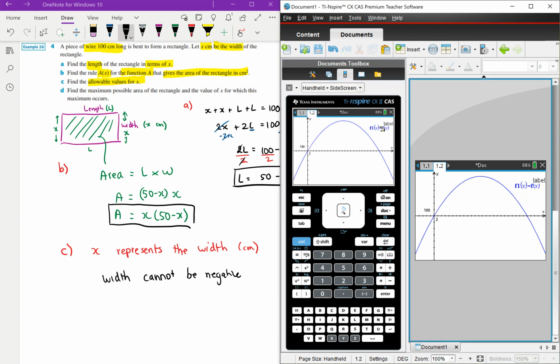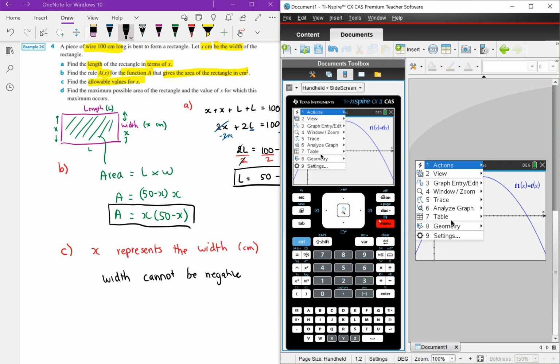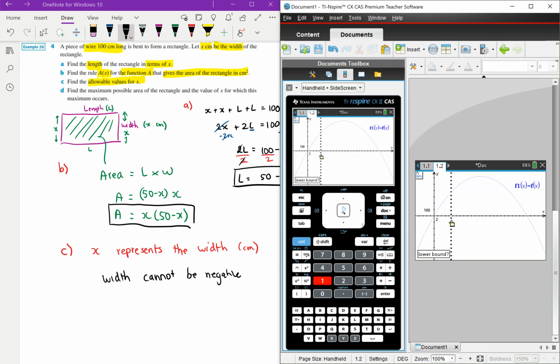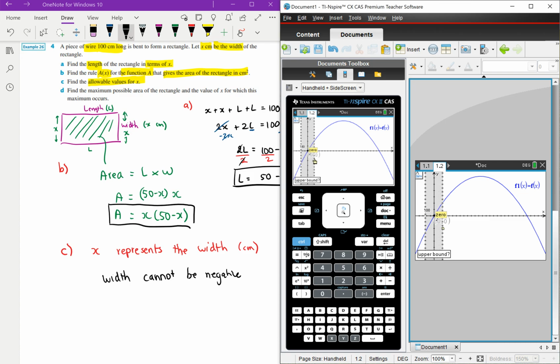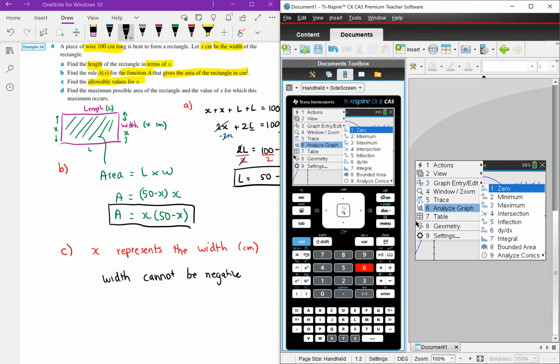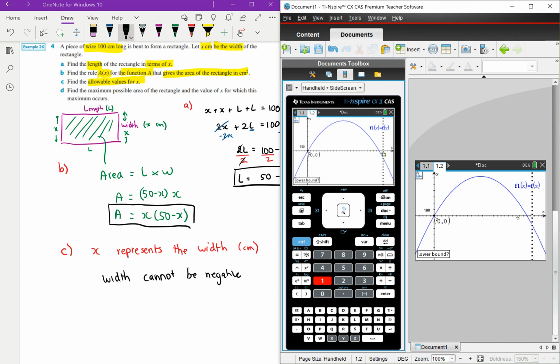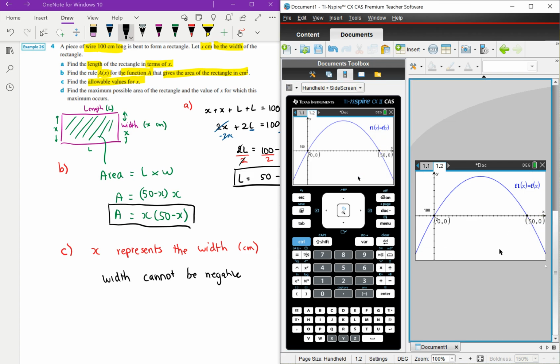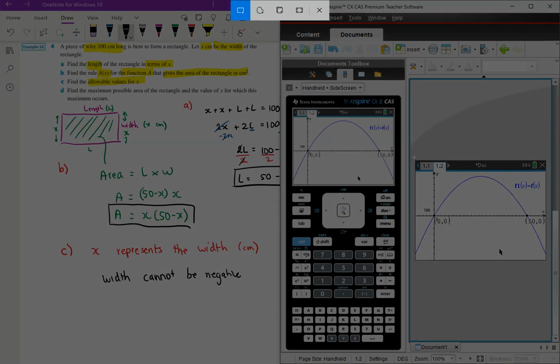And I need to know, clearly the x-axis, which is the width, cannot be negative, so I shouldn't be sketching anything from the negative side onwards. And I know that area doesn't make sense to be negative, so it must be between these two x-axis intercepts. So I'm going to go menu 6, 1, and here we go. We've got the first x-intercept. I'm going to try another one. And we can see that we now get 50, 0.